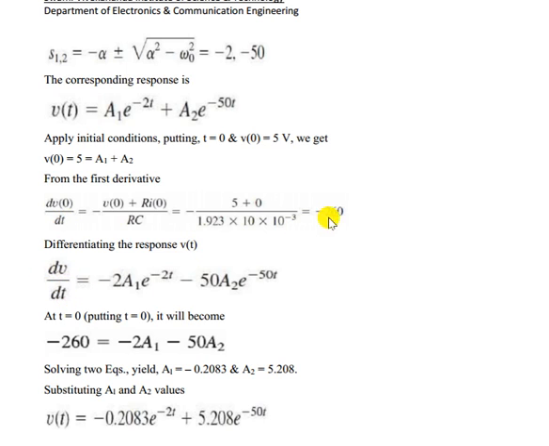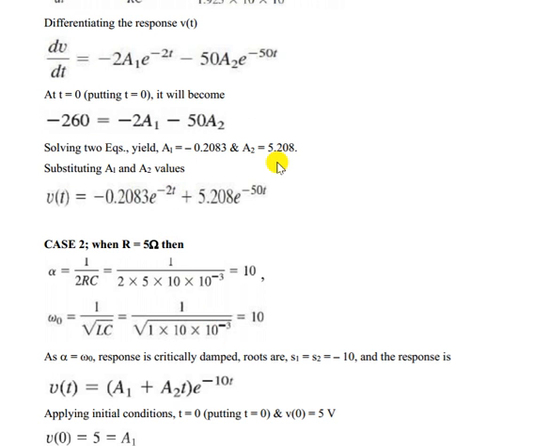Now if you put t equal to 0, this becomes dV0/dt, which is nothing but this value, minus 260, and we get e to the power 0, so you get minus 2a1 minus 50a2. So we got equation 1 here, a1 plus a2 equal to 5, and here another equation. So we can solve these two equations to get the a1 and a2 values.